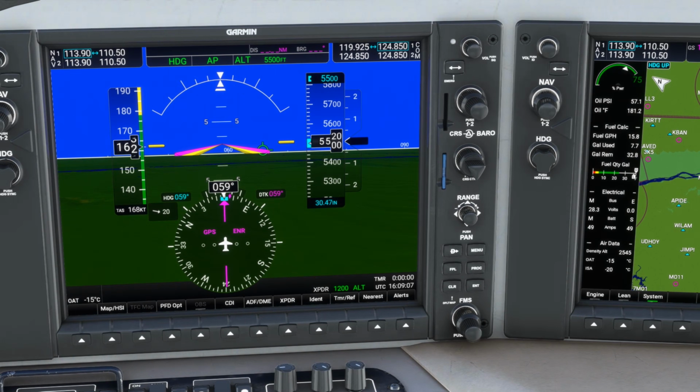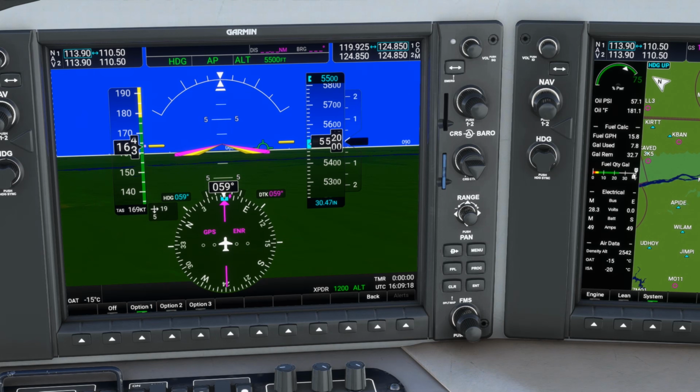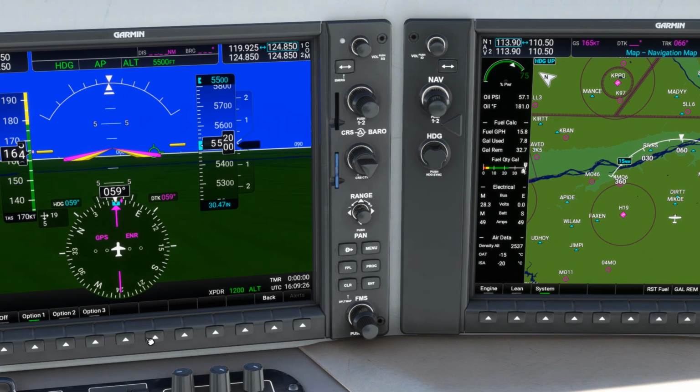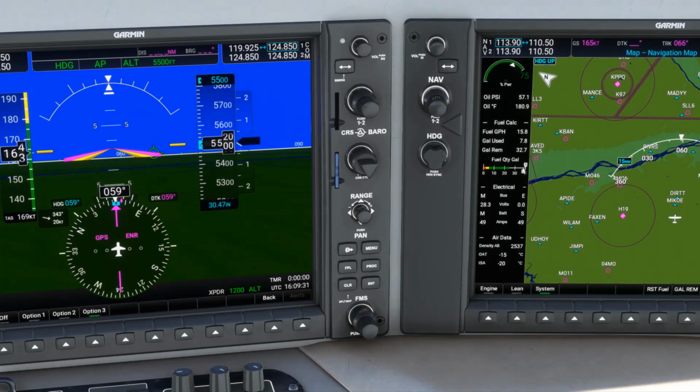We have three options for how we can have this wind information displayed. If we hit the PFD option soft key and then the wind soft key, we see that we're currently looking at option 2. Option 1 gives our headwind component of 5 knots and our crosswind component of 19. Another piece of information we won't need the E6B for. Option 3 will actually tell us the wind direction in degrees and the velocity.